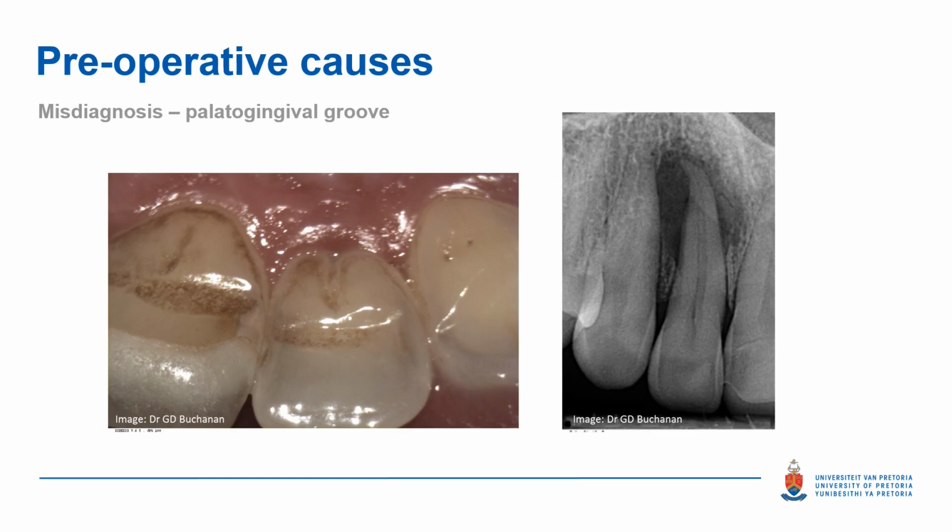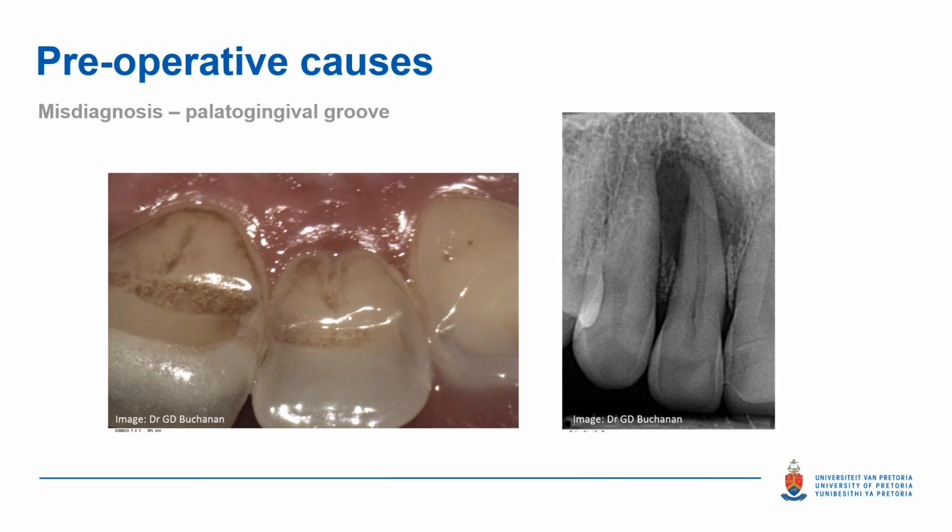Here's a very interesting case, also misdiagnosis. This tooth has a palatogingival groove on it, which is a developmental anomaly where the enamel and the cementum basically fold in on themselves, and it creates a groove in the external morphology of the tooth. The groove runs from the coronal aspect all the way down towards the end of the root. So this tooth actually tested vital.